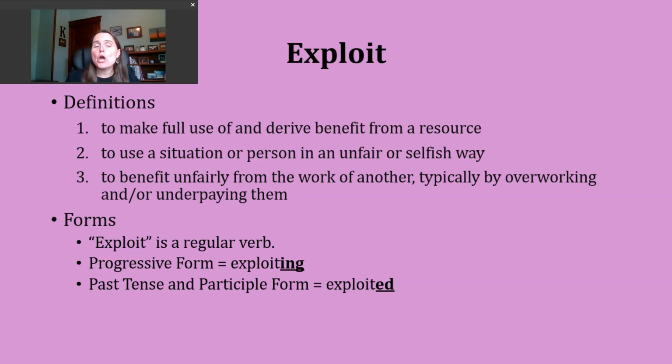For now, you should know that exploit is a regular verb. If you want to make the progressive form of this verb, all you need to do is add ing, and that forms exploiting. The past tense and the participle form of this verb can be made by adding ed. The base verb, exploit, ends in a T sound. This means when I add the ed ending, I'm going to make an id sound. So I'm going to add an extra syllable to this verb when I say it. The past tense and the participle form of the verb should sound like this: exploited, exploited. Hope you can hear that id sound there.